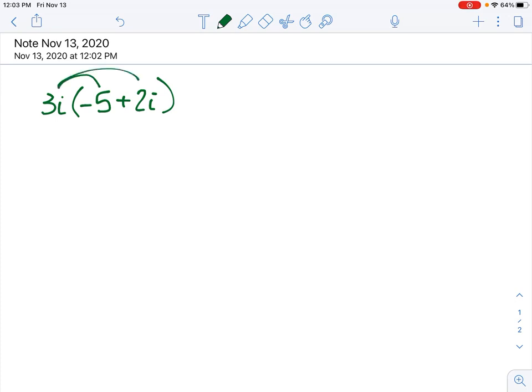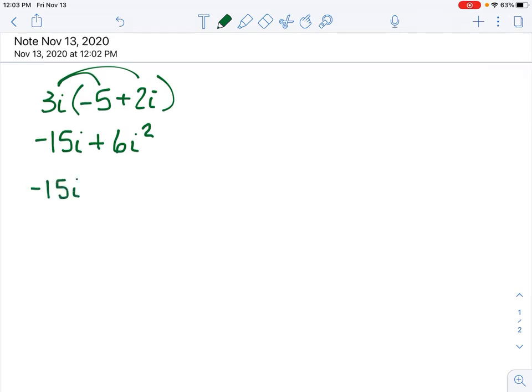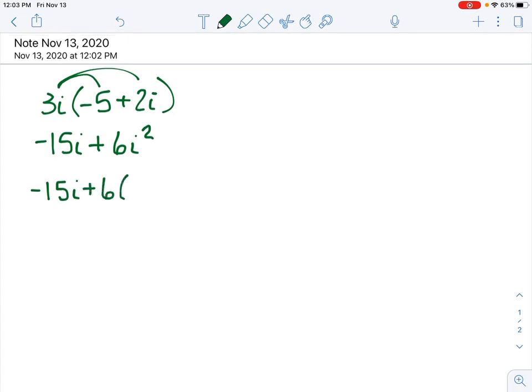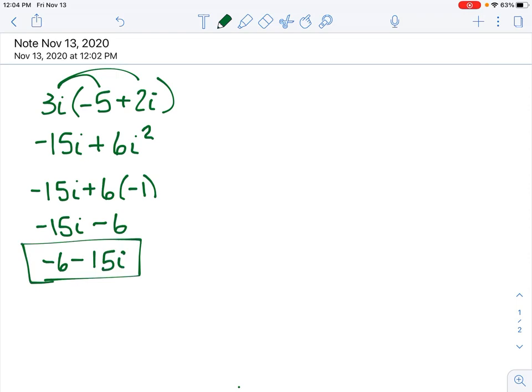So we distribute this through, we get negative 15i plus 6i squared. So I did that first part in my head this time. Took 3i times negative 5, got negative 15i. I took 3i times 2i and got 6i squared. I know i squared is equivalent to negative 1, so I need to take 6 times negative 1. And then I need to flip the order I put them in so that my real number is first, and I'm done.